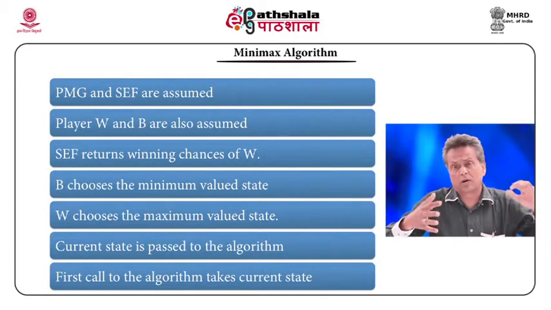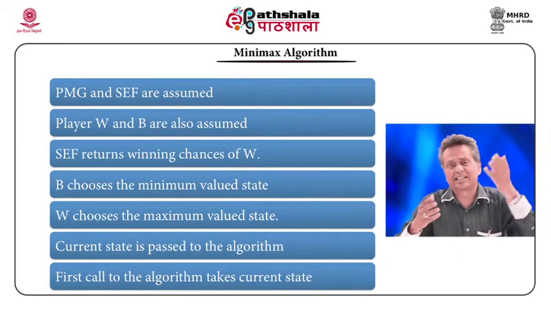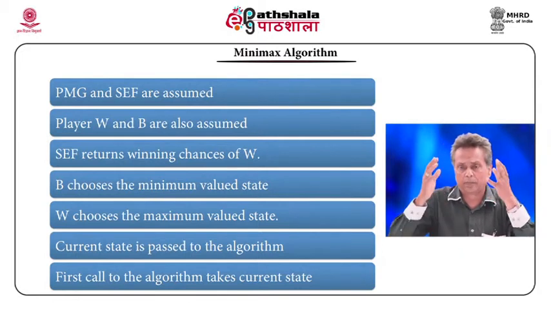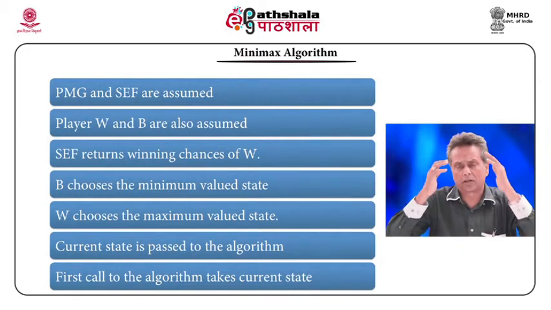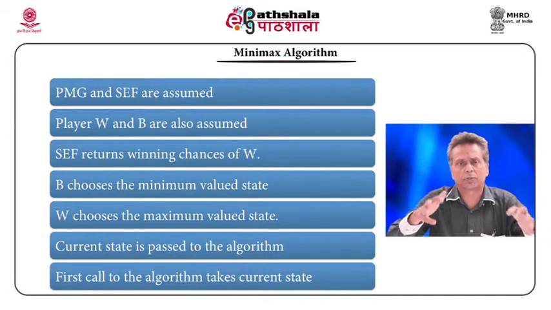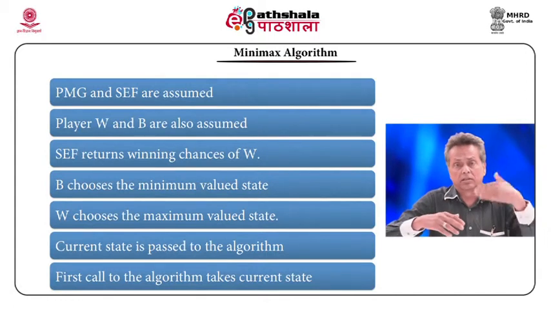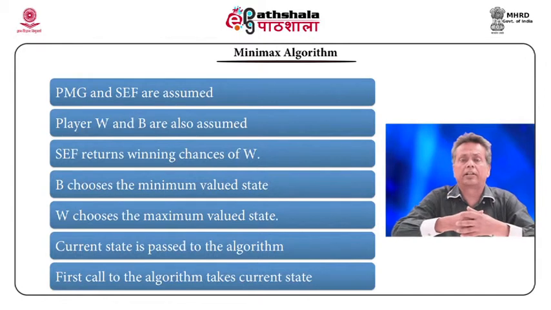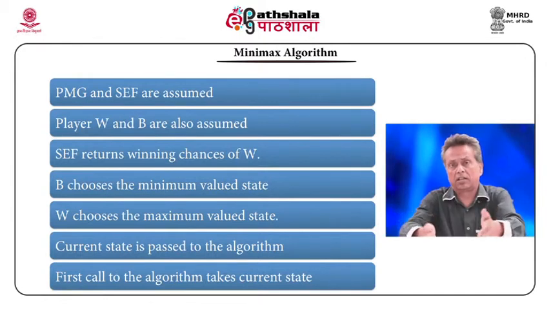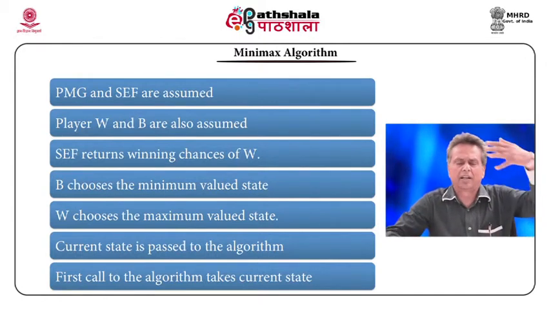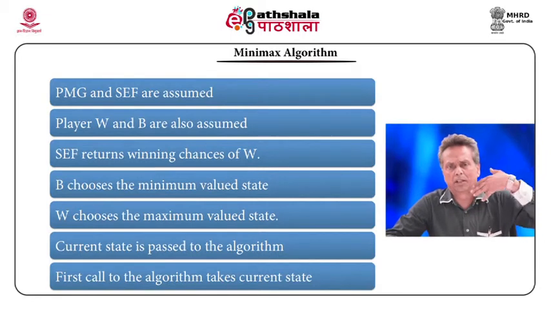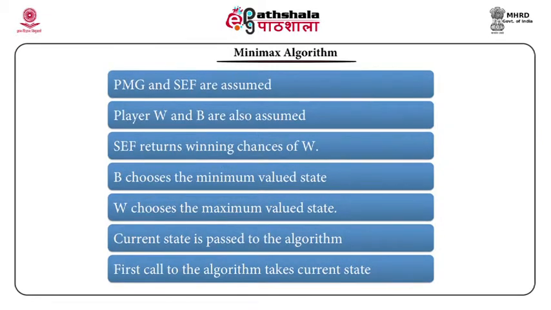The first call of this algorithm will take the starting state, the initial state. In case of chess, all of us know what that initial state is. So that is passed in. Next time, when the opponent has already taken his move, the next state will be passed. So in this case, at the first level, the third level, the fifth level, and so on, I'll be invoking the minimax algorithm.